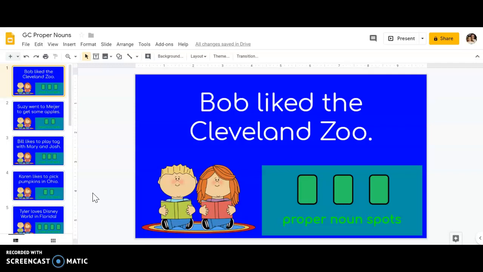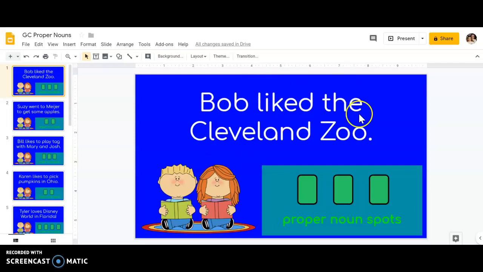So today we have some sentences, and we also have these green proper noun spots. What you're going to do is you're going to read the sentence and then drag a proper noun spot over top of the proper noun capital. So let's do the first one together.